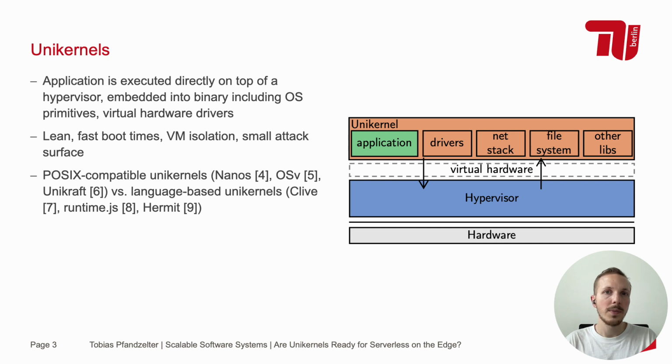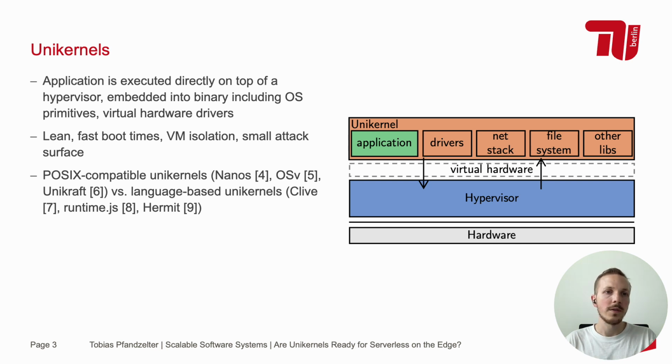There's different kinds of unikernels. The POSIX compatible unikernels that let you run a full Linux-like application. Nanos, OSv, and Unikraft come to mind. And there's also language-based unikernels, such as Clive for Go, Runtime.js for JavaScript, and HermitCore for Rust.